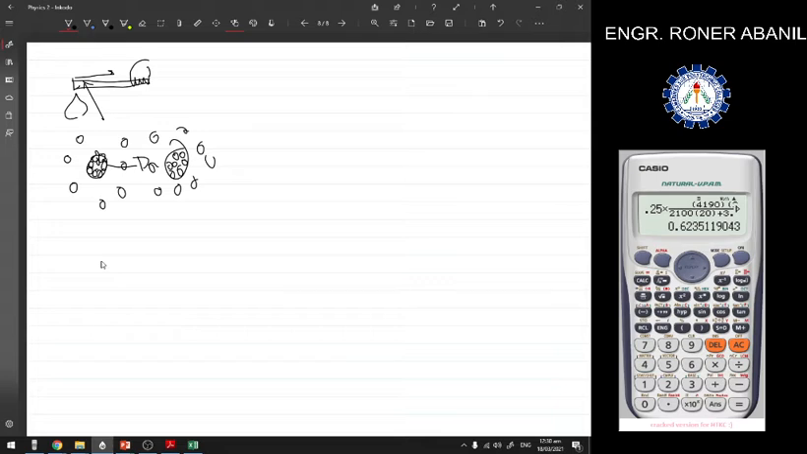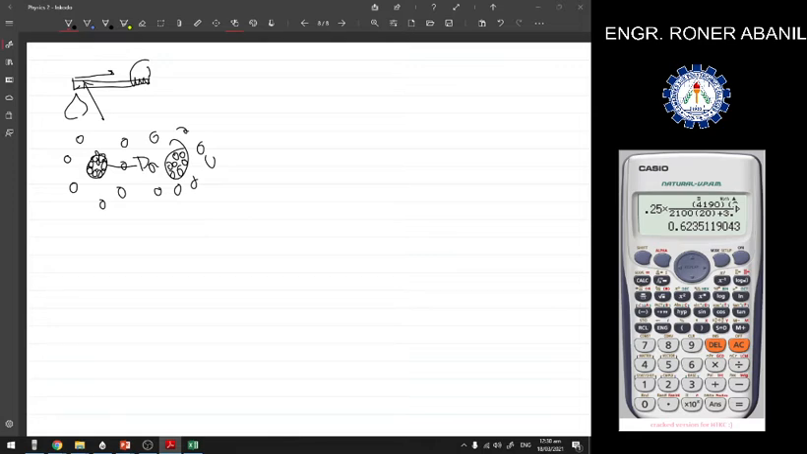So, the presence of free electrons also causes the metal to be a good electrical conductor. Okay? So, ibig sabihin, meron palang connection yung pagiging good conductor niya of electricity. So, pagiging conductor niya ng heat. Okay?